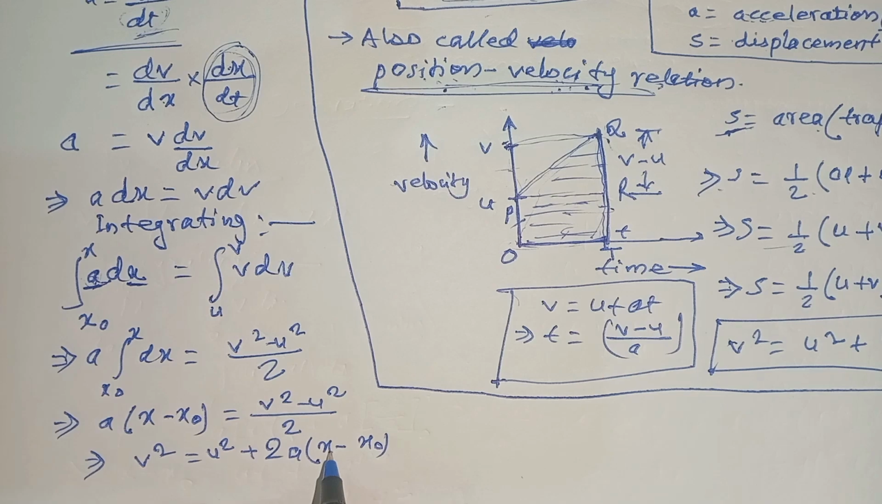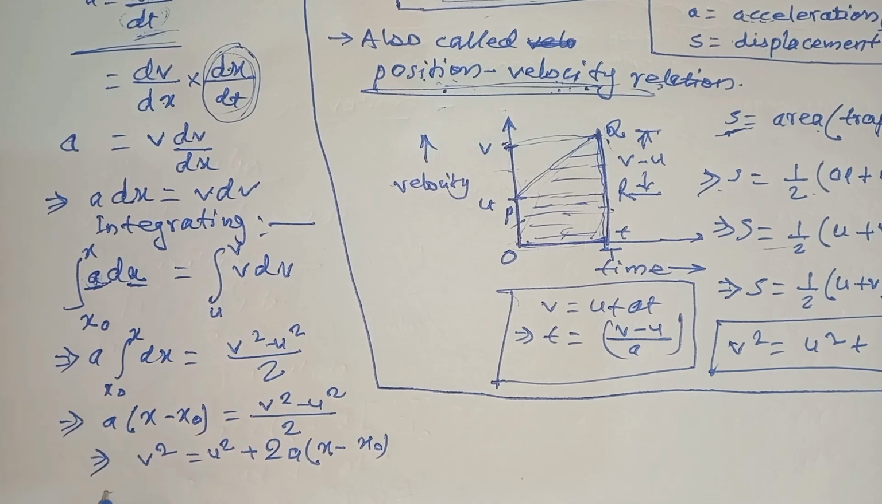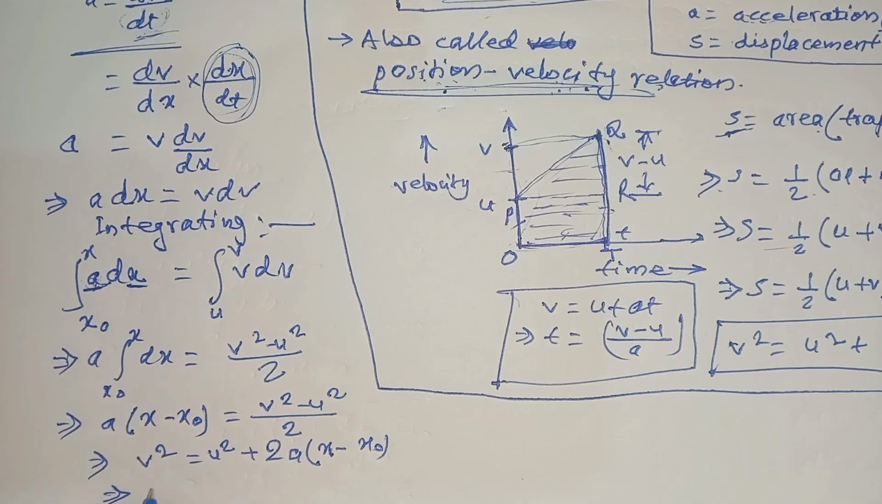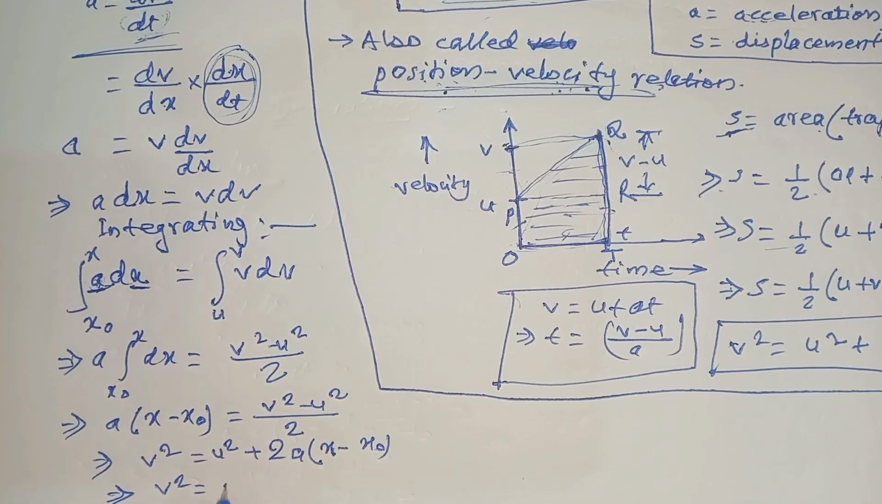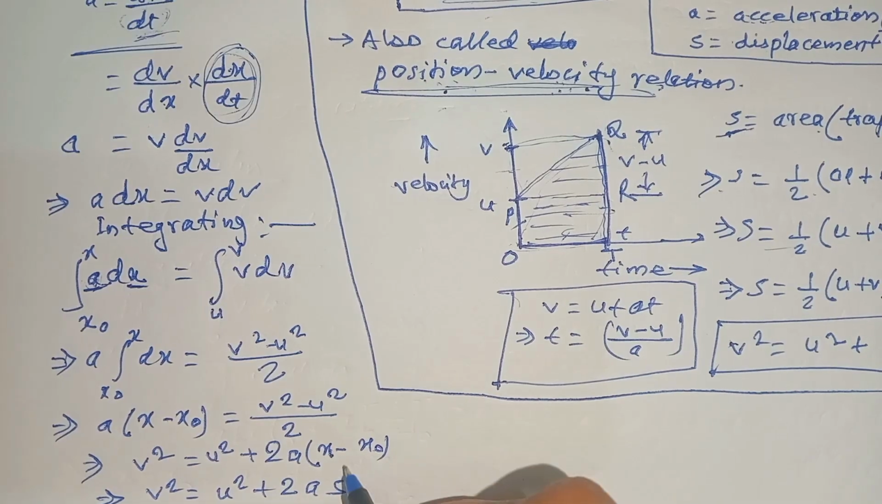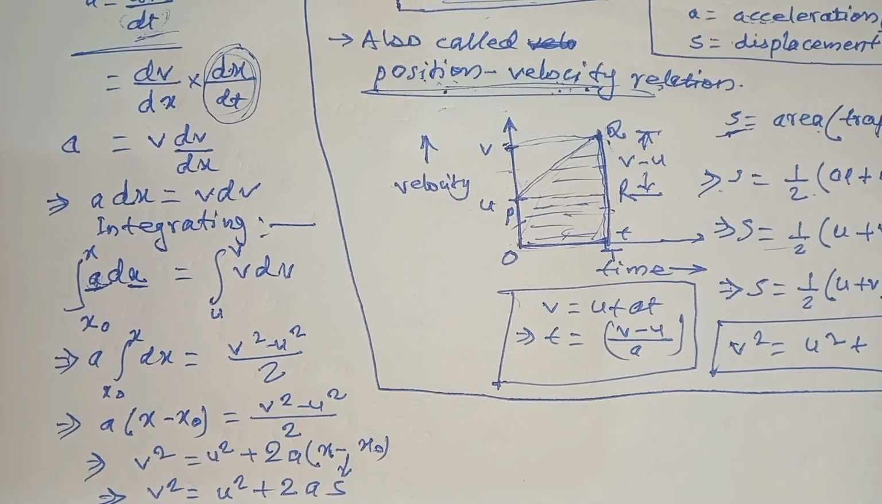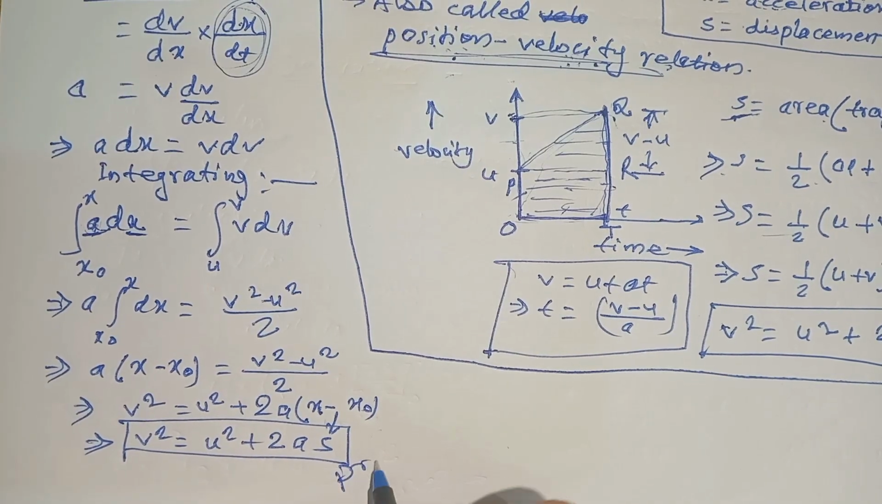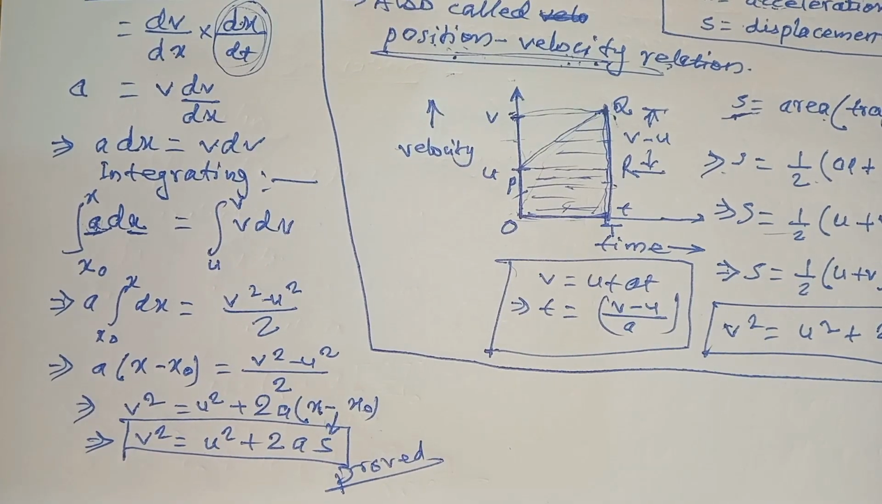Here x is the displacement term. x minus x naught is final position minus initial position, which is displacement. So we can put s in this place, where s is displacement. So v square equals u square plus 2as, and we got the required result proved. This is by the integration method.